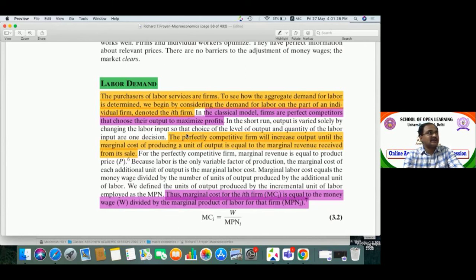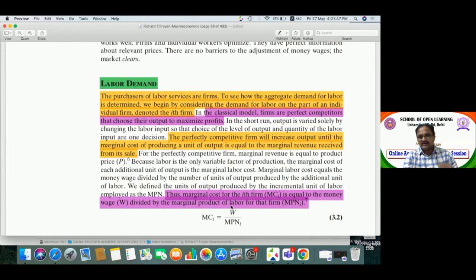Okay, homogeneous labor, they can take the wage rate at the level of the price. That is, W by P means the wage rate at the level of the price. What is the point? So what is the marginal cost? Marginal cost of the ith firm is MC, equal to the money wage divided by the marginal productivity of labor.